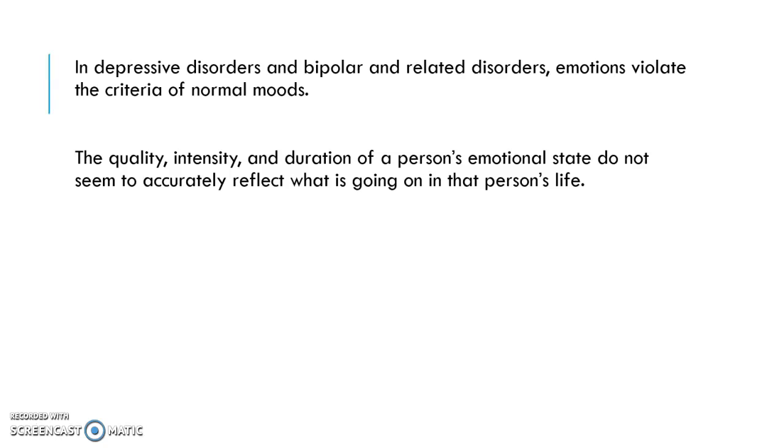In depressive disorders and the bipolar-related disorders, however, emotions violate the criteria of normal moods. The quality, intensity, and duration of a person's emotional state do not actually seem to accurately reflect what's going on in that person's life. For example, the person may be showing sadness despite the best circumstances, or might be extremely energetic and overconfident with no apparent justification. These mood changes also persist much longer than normal fluctuations of mood that we all would experience. Disturbed moods and emotions are the core symptoms in both depressive and bipolar disorders, which is why they're usually referred to as mood disorders or affective disorders.